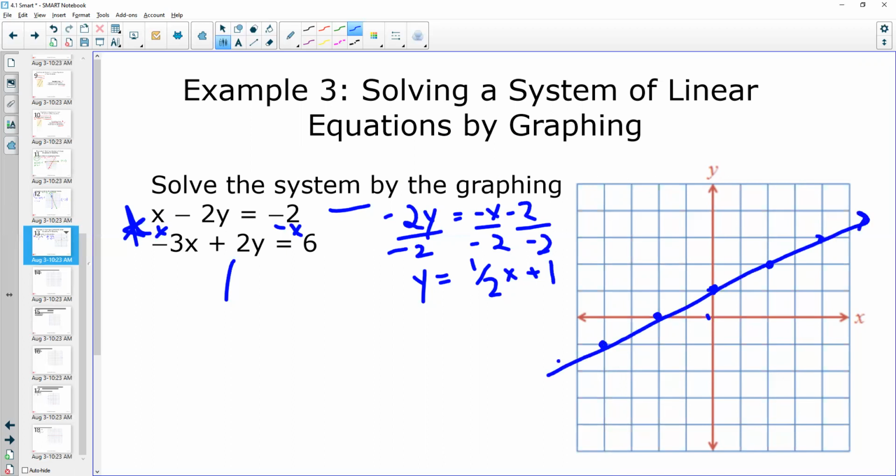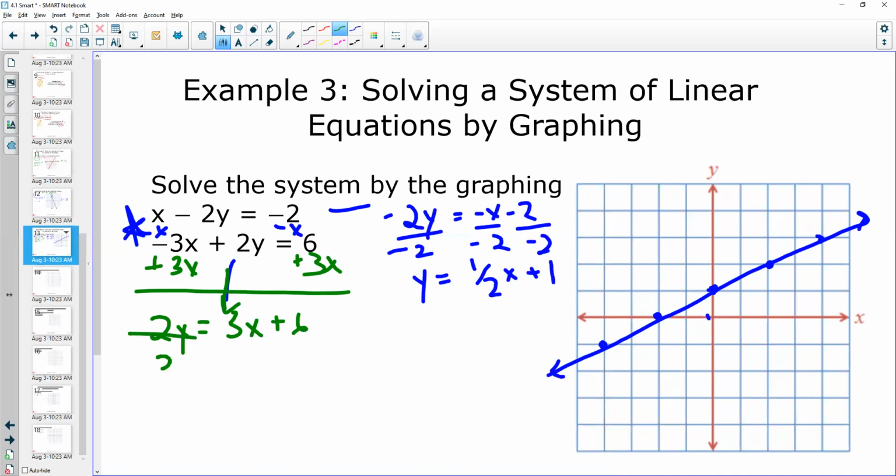There's the blue guy. I'm going to do the same thing to the second one. So I'm going to add 3x to the other side. So I get 2y equals 3x plus 6, divided by 2. Y equals 3/2 x plus 3. All right, so the y-intercept's at 3. 1, 2, 3. And we're going to go up 3 over 2.